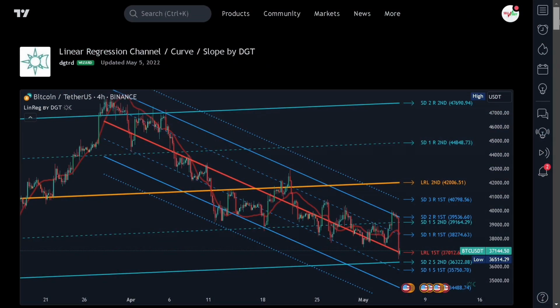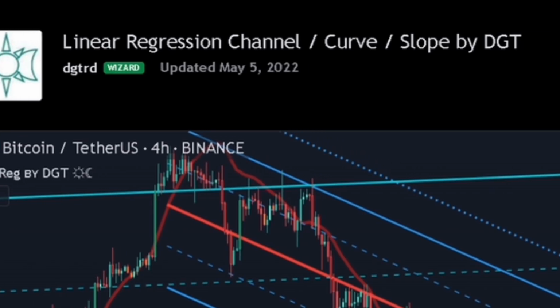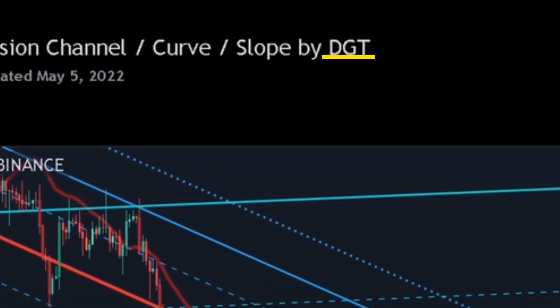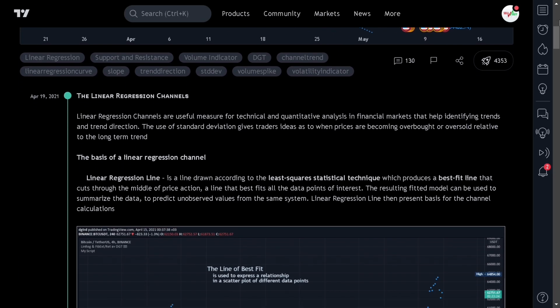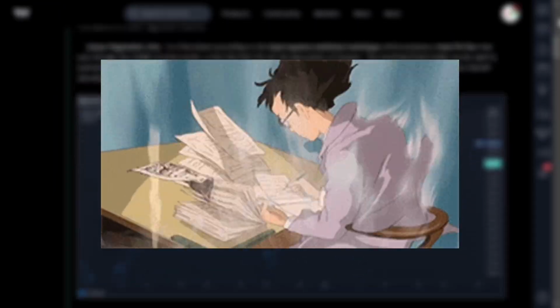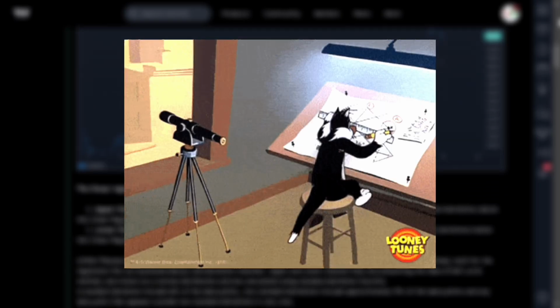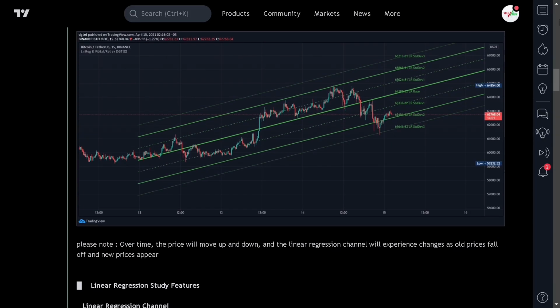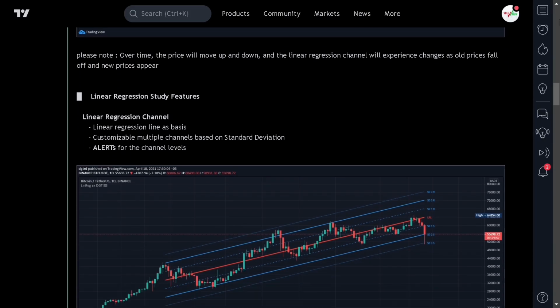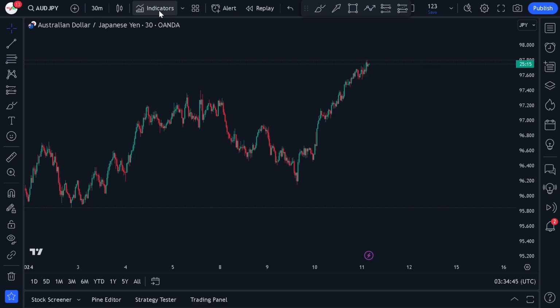The indicator we are talking about is the linear regression channel created by DGT, and today we are going to show you how to get it for free, how exactly to read the indicator, and we will also provide a strategy you can start using today to increase your earnings in the market. So let's get started. Let's first add the indicator to our chart.